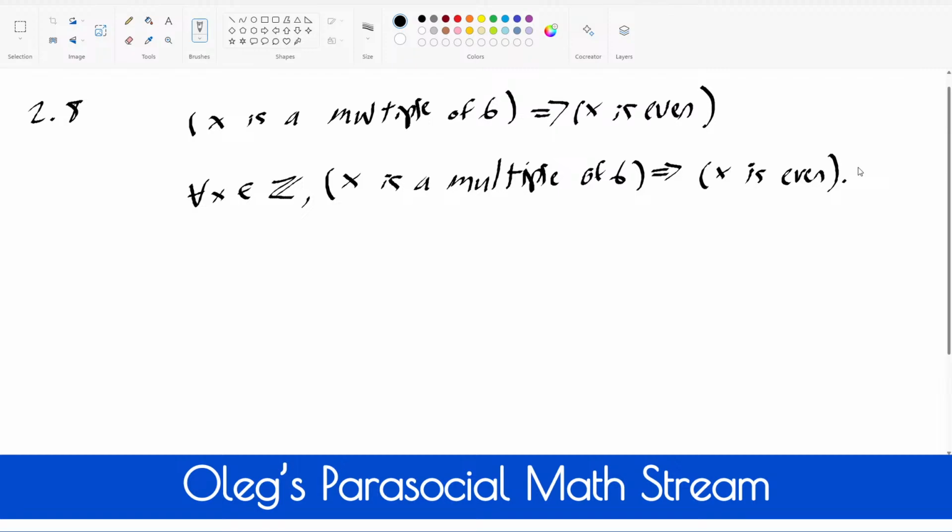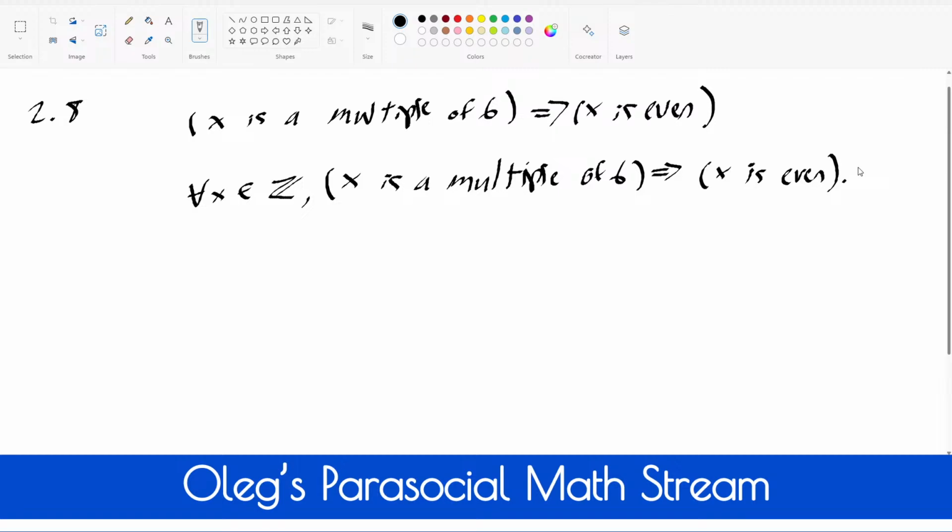But now switch things around to get a different statement. X is even, which implies X is a multiple of 6. That's true for some. Well, where would it be false, though? Let's think about it. All we know is x is even. Well, what if x is 8? That's not a multiple of 6. So that's true in some cases. That's what you would call an open sentence, where it's true for some but false for others.